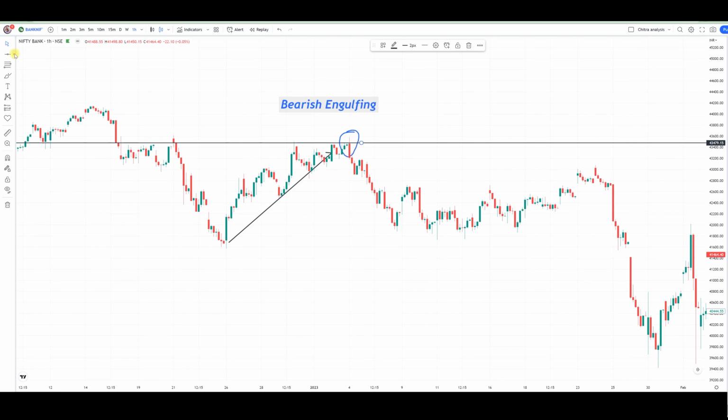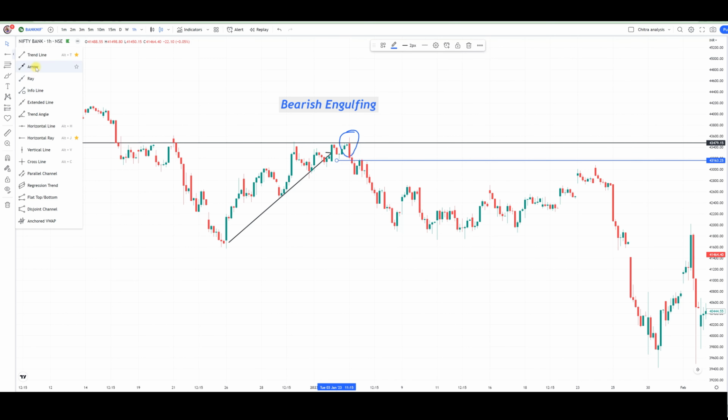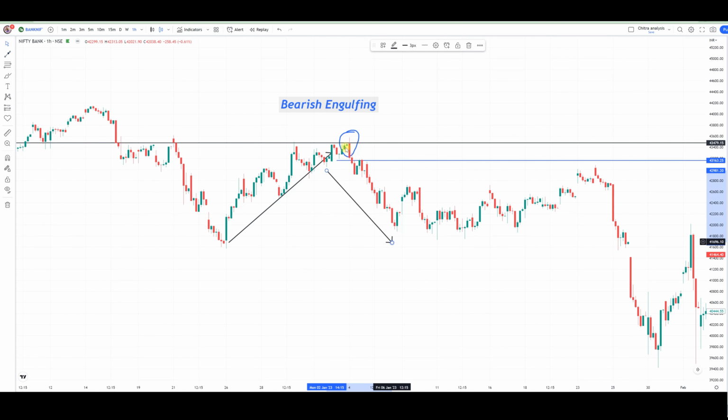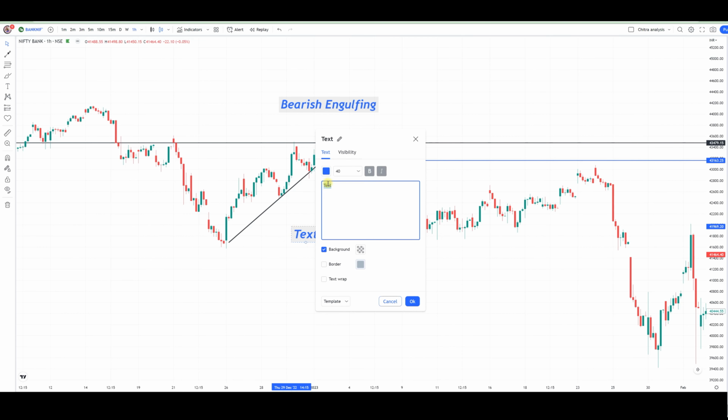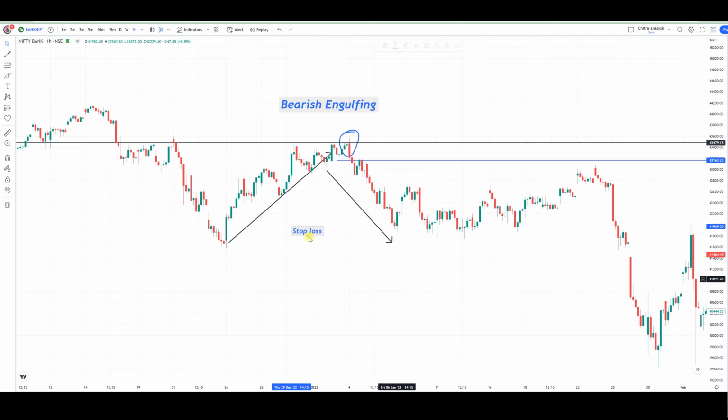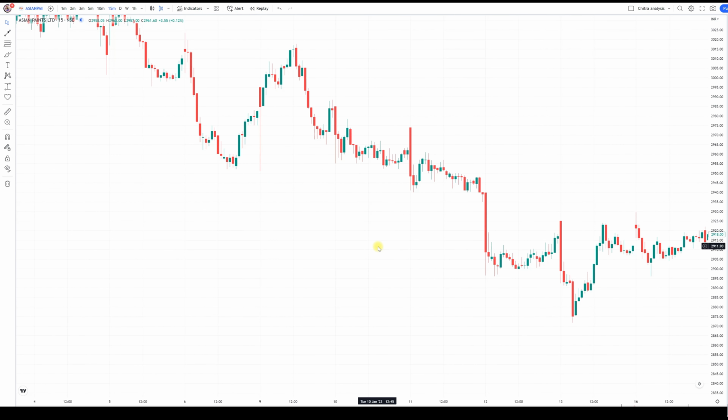So how to enter into the trade? We have to enter into the trade once this low is broken. Again, the stop loss will be the high of this red candle. This is the stop loss. Stop loss is the high and entry is here. We will see one more example for the bearish engulfing pattern.